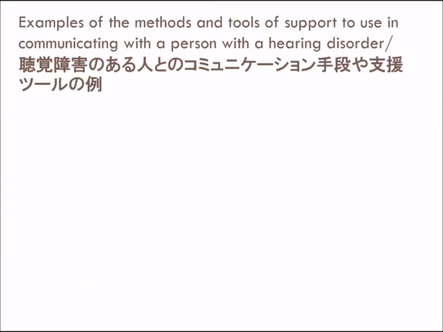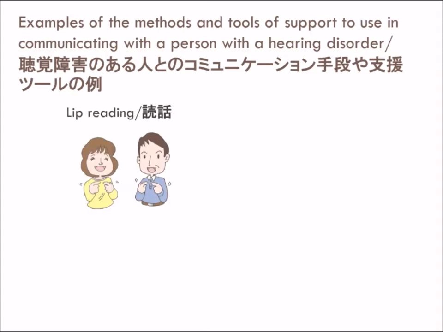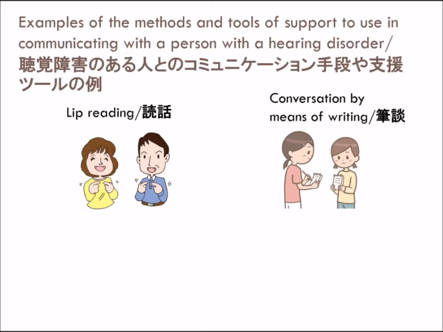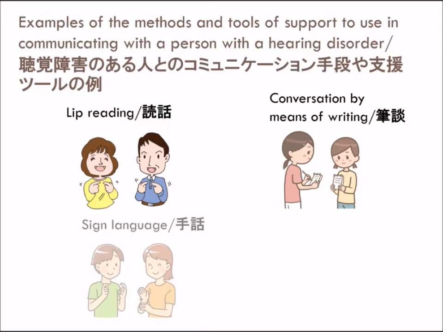Examples of the method and tools of support to use in communicating with a person with a hearing disorder. Lip reading. Lip reading refers to seeing and interpreting lip movement for communication. Conversation by means of writing. Communicate with a person using paper, write and erase board, etc. ICT and others are also used for such communication.